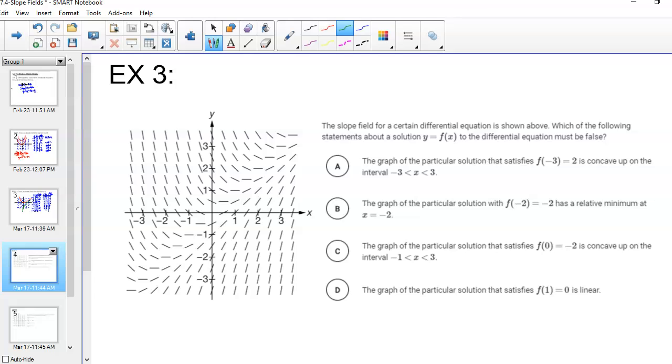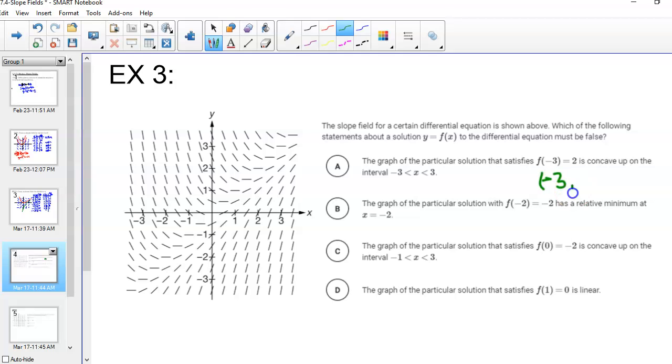And then it gives us several things. It says here for A, the graph of the particular solution that satisfies f of -3 equals 2 is concave up on the interval -3 less than x less than 3. So that particular solution, as I said, there are infinite solutions to differential equations because of that plus c. A particular solution is one of those, so it's one certain value for that c.